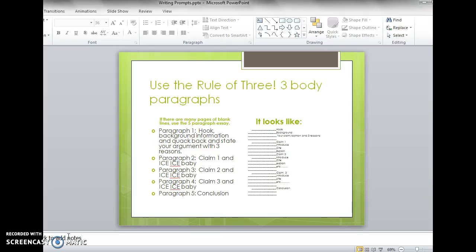Your second, third, and fourth body paragraphs should include one of those claims that you stated in your introduction, and always Ice Ice Baby. You know that Ice Ice Baby stands for introduce the citation, cite, and then explain the citation. And of course, your last paragraph is a brief conclusion in which you restate your topic sentence or your argument.